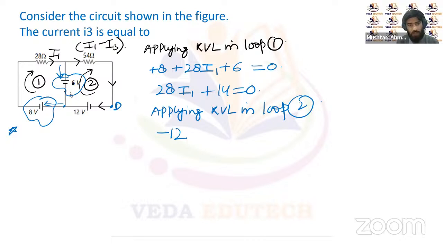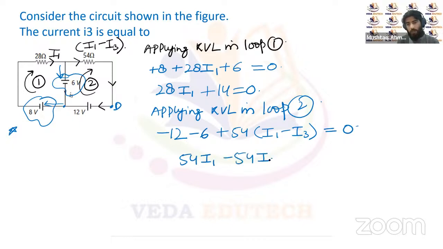And now we'll be facing the negative terminal of the 6-volt battery, so we'll write it as -6. Then we'll be moving along the direction of the current. In the case of the 54 ohm resistor, we'll take it as positive, that's 54 times (I1 minus I3), and that will be equal to 0. Let's rearrange it: 54 I1 minus 54 I3 minus 18 equals 0.